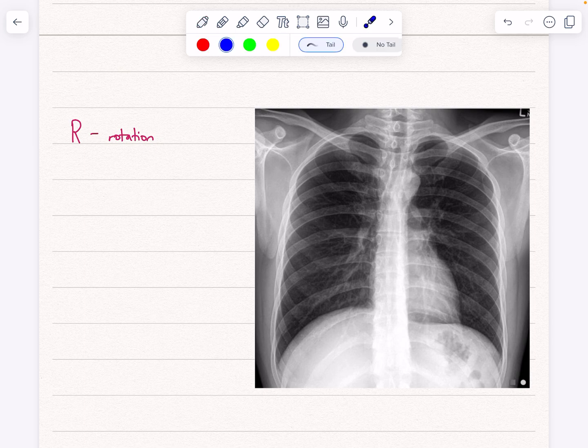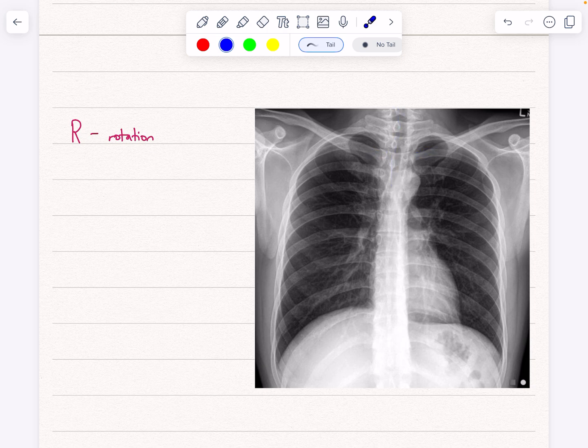So what I mean is, hopefully you can see that here are the spinous processes and here are the clavicle heads. Now, are these spinous processes equal distance between this point and this point? Here we can say, yeah, they kind of are.